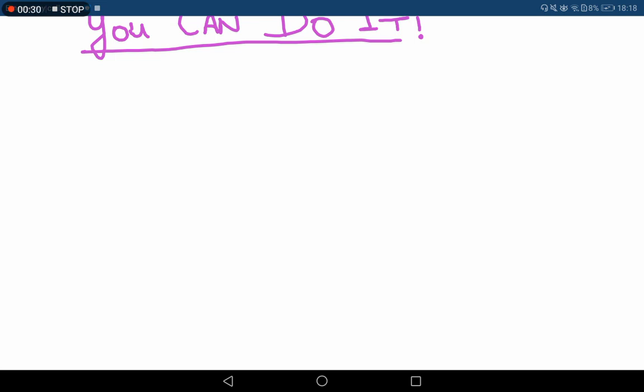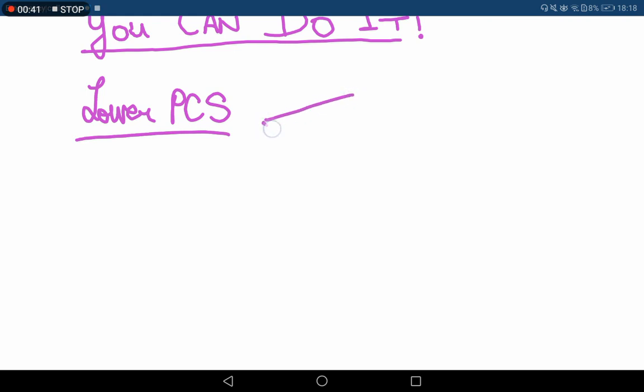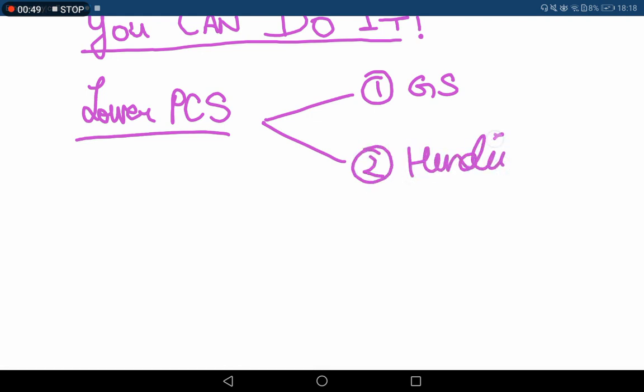So first of all, let's talk about the lower PCS. So there are going to be two papers. One is paper number one, which is general studies, and paper number two is Hindi writing. Okay.